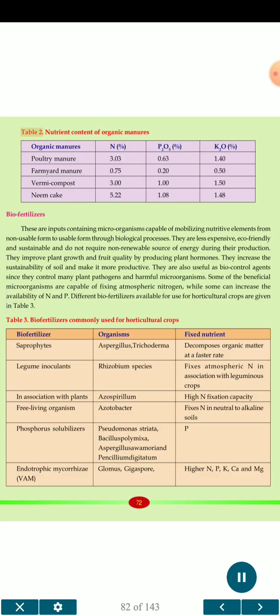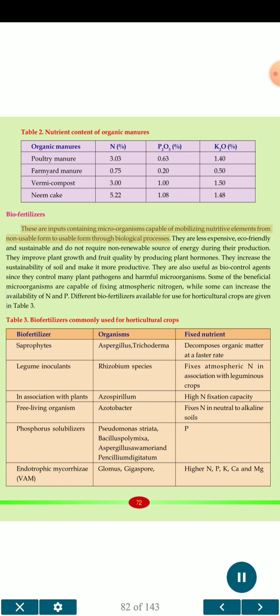Table 2. Nutrient content of organic manures. Organic manures, N%, P2O5%, K2O%. Poultry manure: 3.03, 0.63, 1.40. Farmyard manure: 0.75, 0.20, 0.50. Vermicompost: 3.00, 1.00, 1.50. Neem cake: 5.22, 1.08, 1.48.